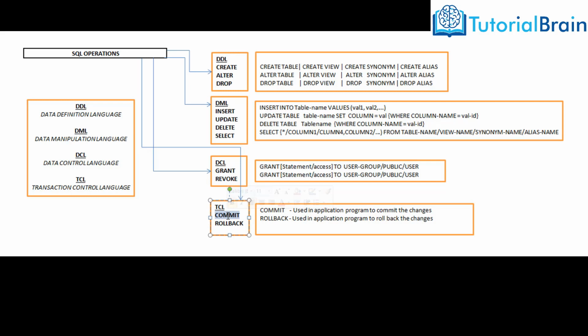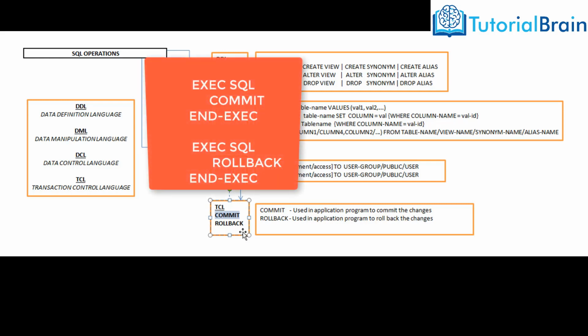Similarly, rollback is used to back out the changes. For example, if you want to back out the changes due to some condition or due to an event, then you can just give rollback. Now please note that commit and rollback are used in the application program inside the EXEC SQL and END-EXEC statements. You'll see that once we move further in this course as well.